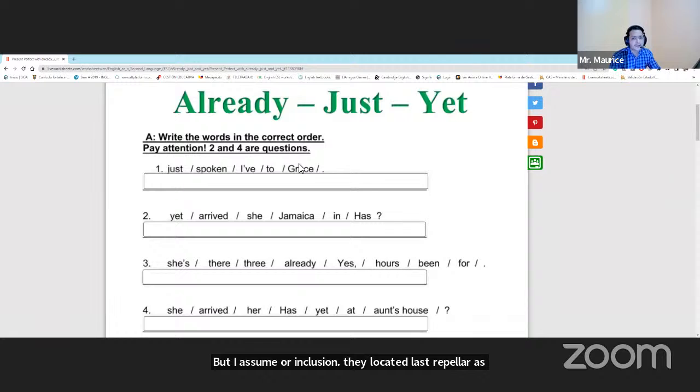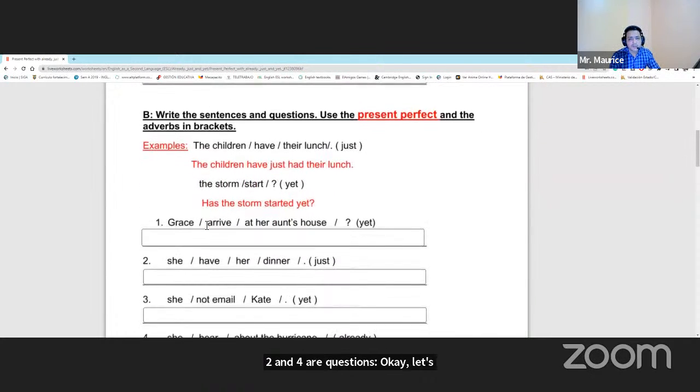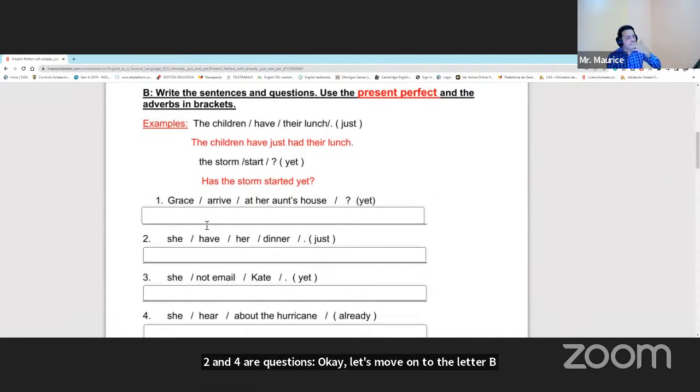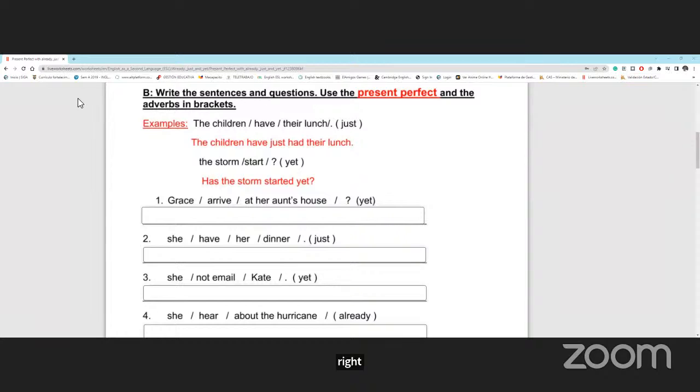In the activity letter A, as you can see, it says write, escribir. Write the words in the correct order. Pay attention. 2 and 4 are questions. Okay? Let's move on to the letter B. So once again, in the exercise letter B, write, escribe, write the sentences and question. Use the present perfect and adverbs.